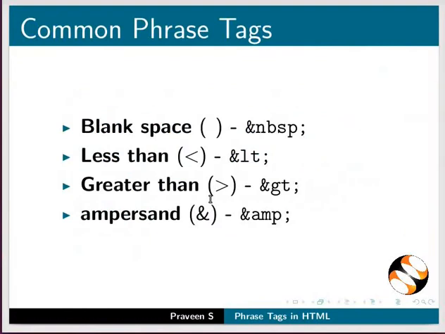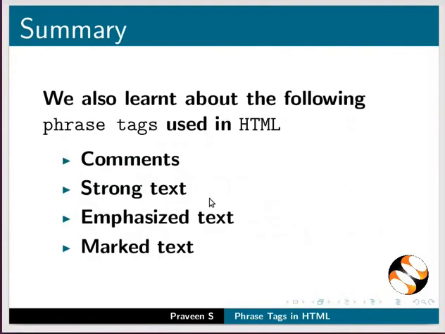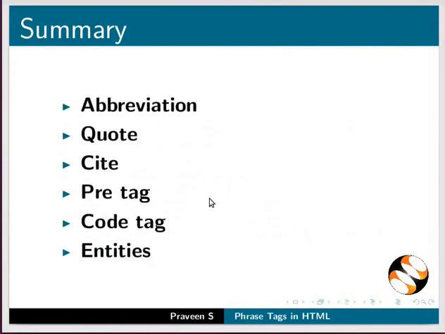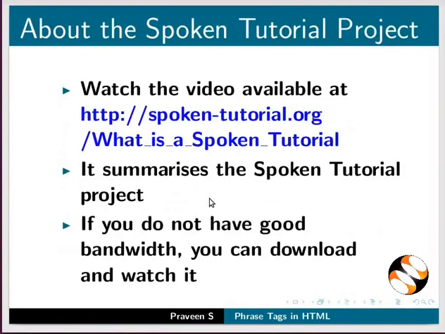This brings us to the end of this tutorial. Let us summarize. In this tutorial, we have learned how to add comments in HTML. We also learned about the following phrase tags used in HTML: comments, strong text, emphasized text, marked text, abbreviation, quote, cite, pre tag, code tag, entities. As an assignment, open the file myhomepage.html which you created earlier. Write a C program within this file as shown below.